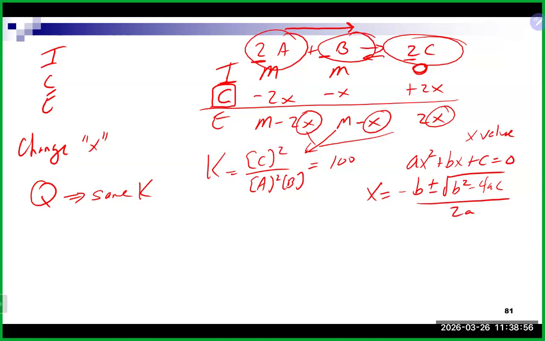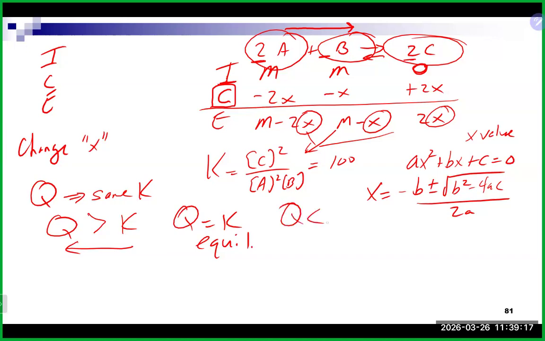If you are not at equilibrium, Q will also tell us which way you need to go to reach equilibrium. If Q is greater than K, you're not at equilibrium, and you will need to go towards the reactant side to reach equilibrium. If Q does equal K, then you are at equilibrium. And lastly, if Q is less than K, you again are not at equilibrium, and in order to reach equilibrium, you have to go towards the product side.